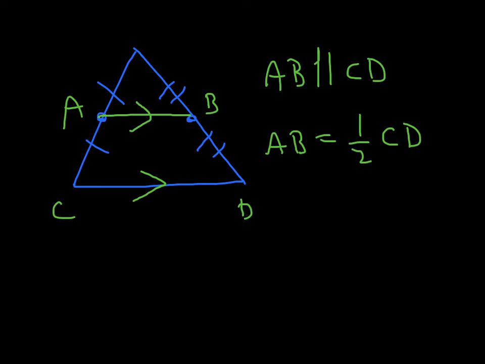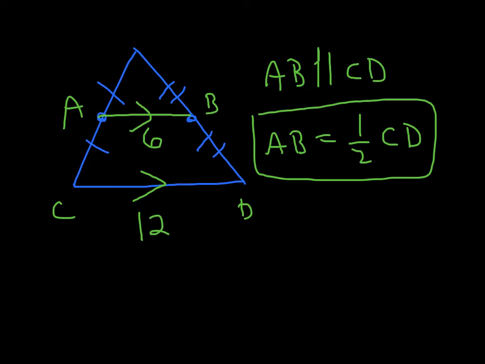So if it was numerical value, if CD was 12, half of 12 is 6, so therefore AB would be 6. If it was an algebraic expression for AB and CD, you would use that formula as well. Or of course you could say 2 of the small ones equals just 1 of the large one.